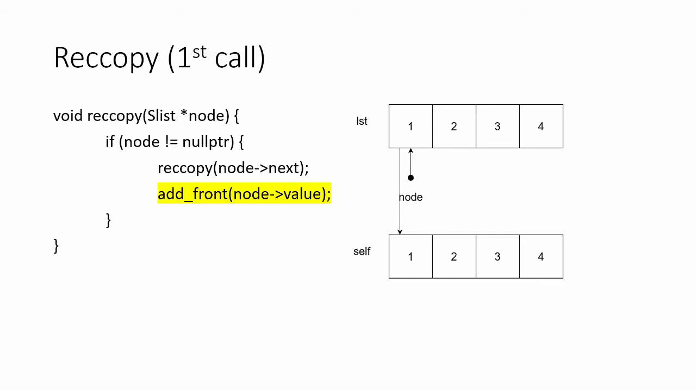So with this, we've successfully copied the data from LST over to ourself, the linked list class that calls this method, while preserving the order of data. And this isn't exactly easy to come up with.